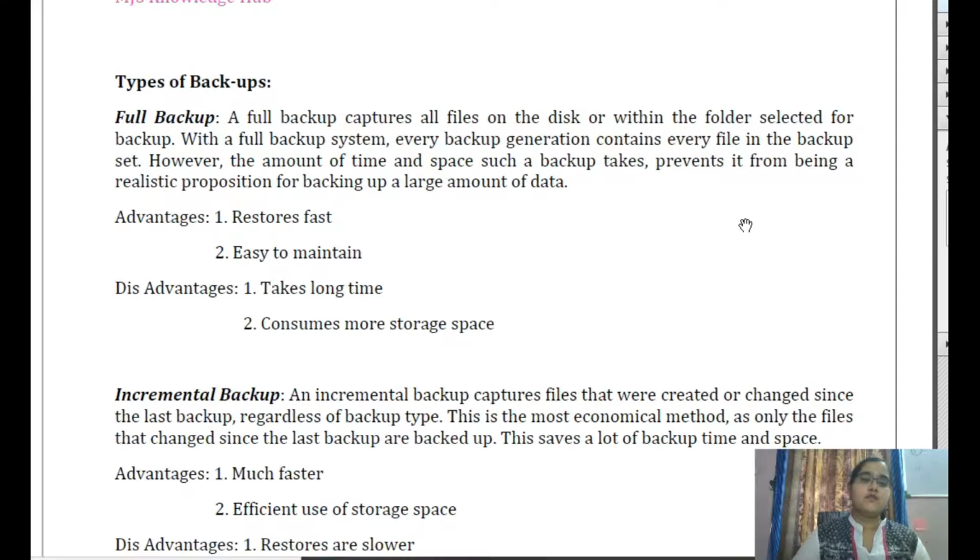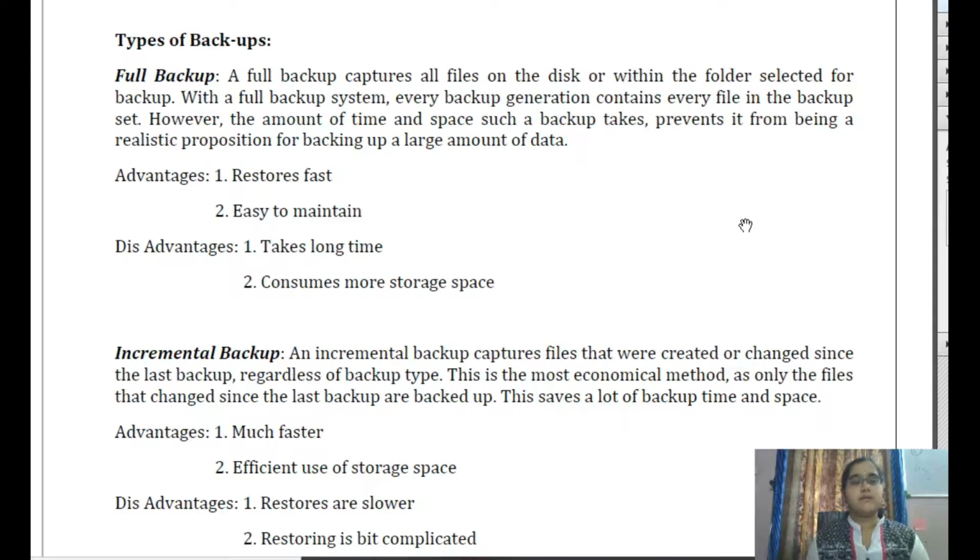So friends, let us now see the types of backup available. First backup is a full backup. A full backup captures all the files in the disk or within the folder selected for the backup. So with the full backup, every time you take the backup, the entire information which has been backed up will be fully backed up again. Nothing is left behind. This backup will take a large amount of time and also a large amount of space because it will be backing up the files again and again.